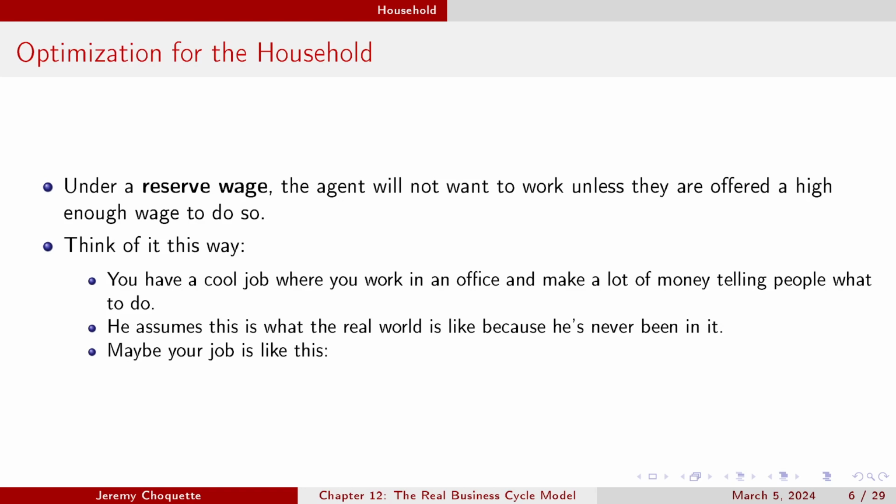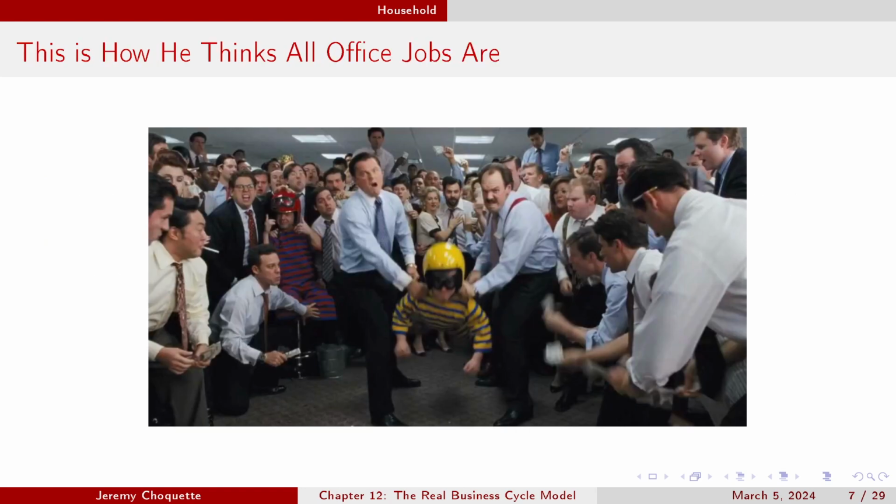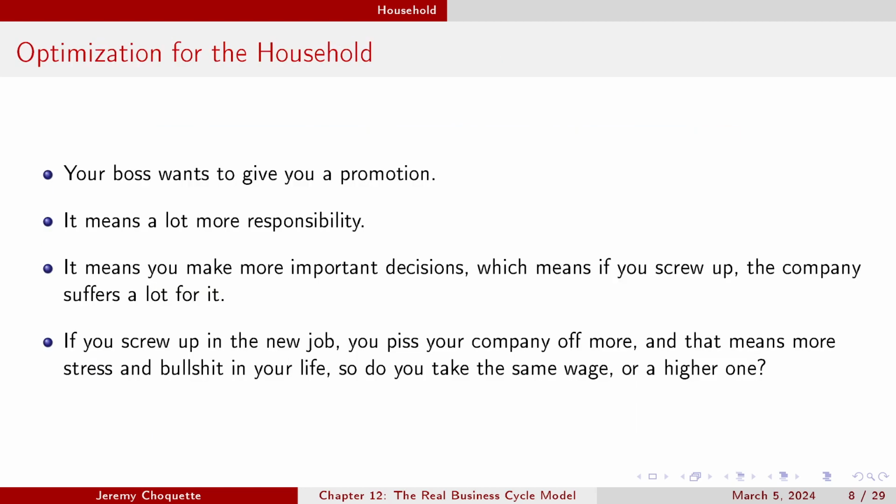Another way to see it: let's say you work in an office, and your boss wants to give you a promotion. That means a lot more responsibility. You have to make more important decisions, and if you screw up, the company suffers a lot for it, and a lot of people can lose their jobs. That's a lot of responsibility to put on somebody. Not to mention, that's also a skill set that you're acquiring that is going to be valuable to other companies.